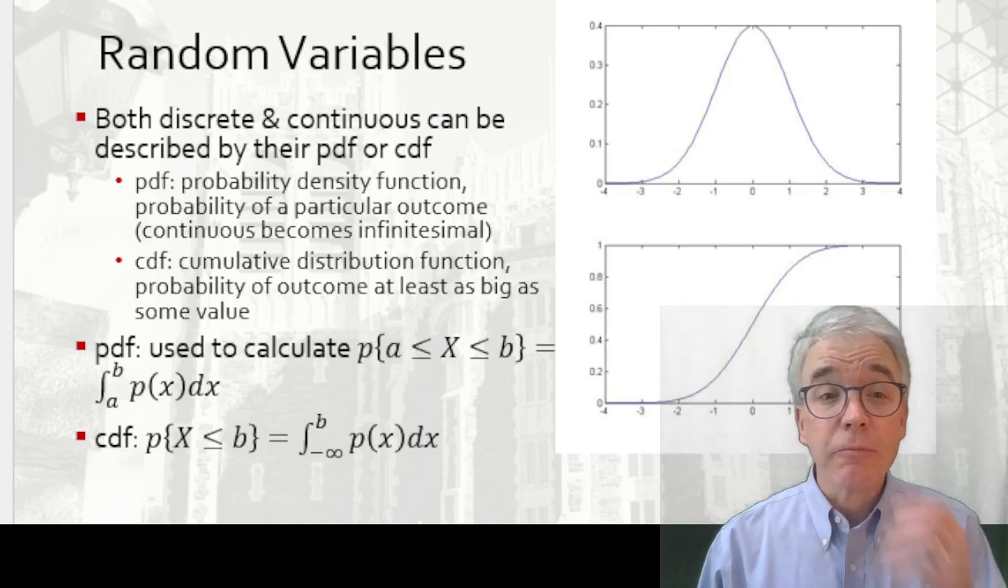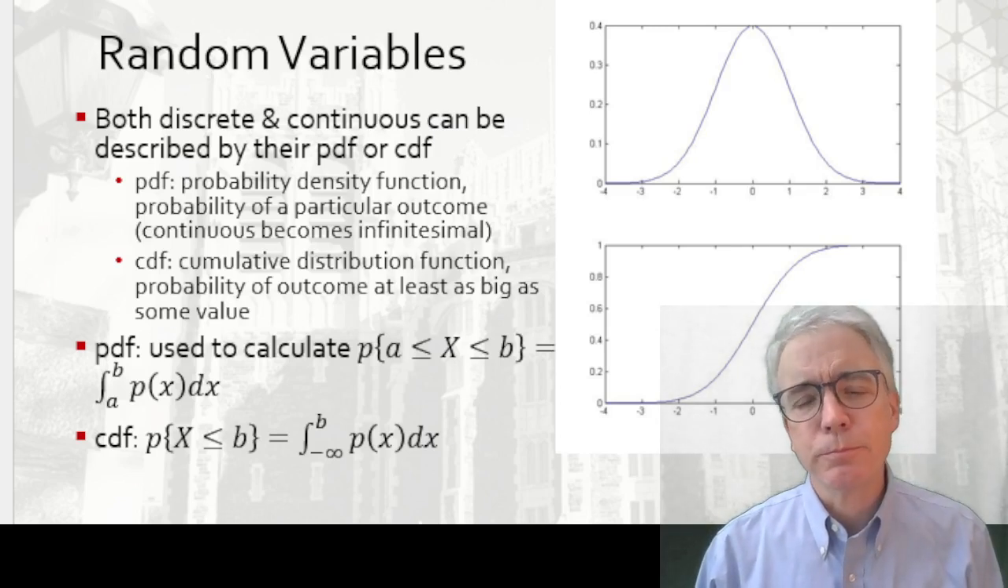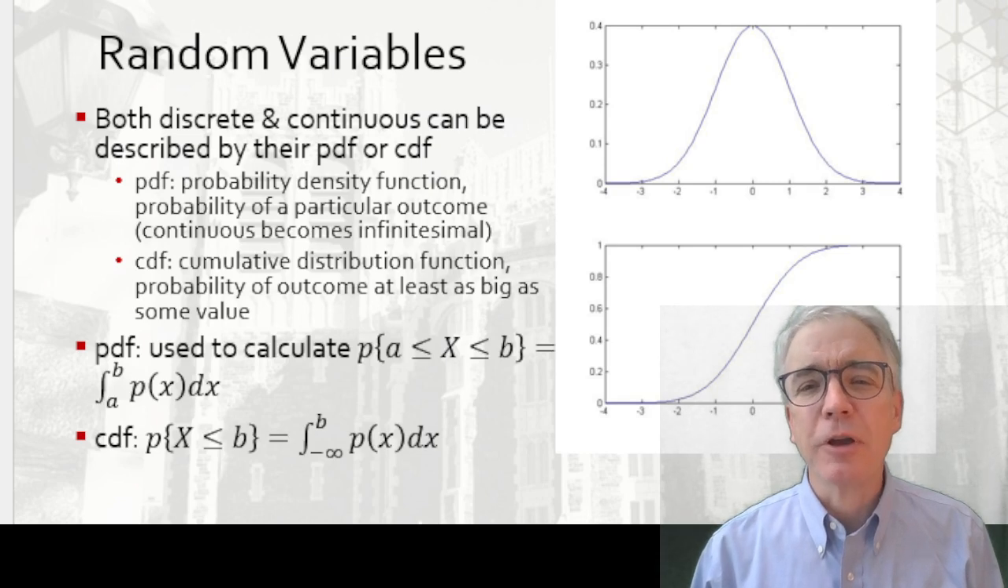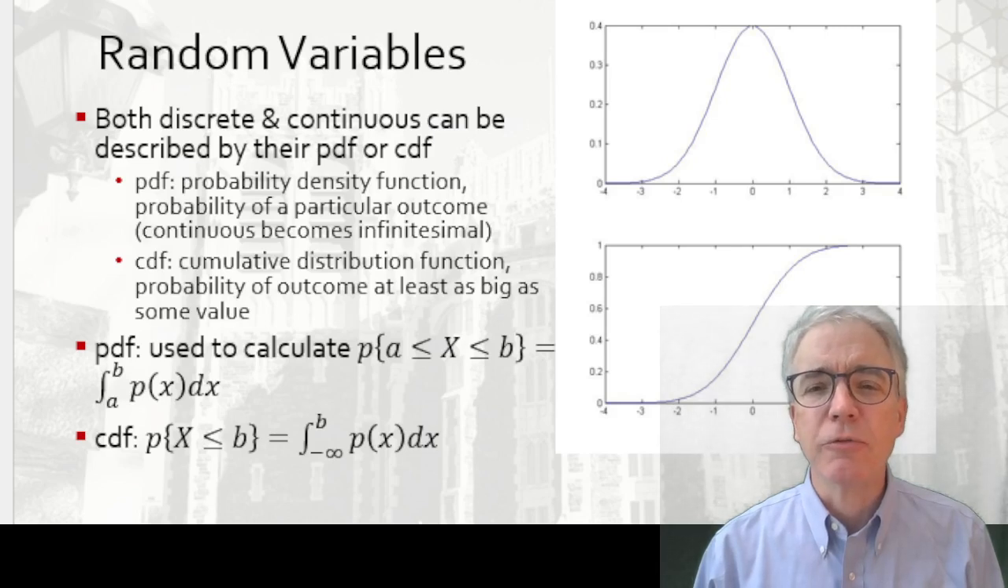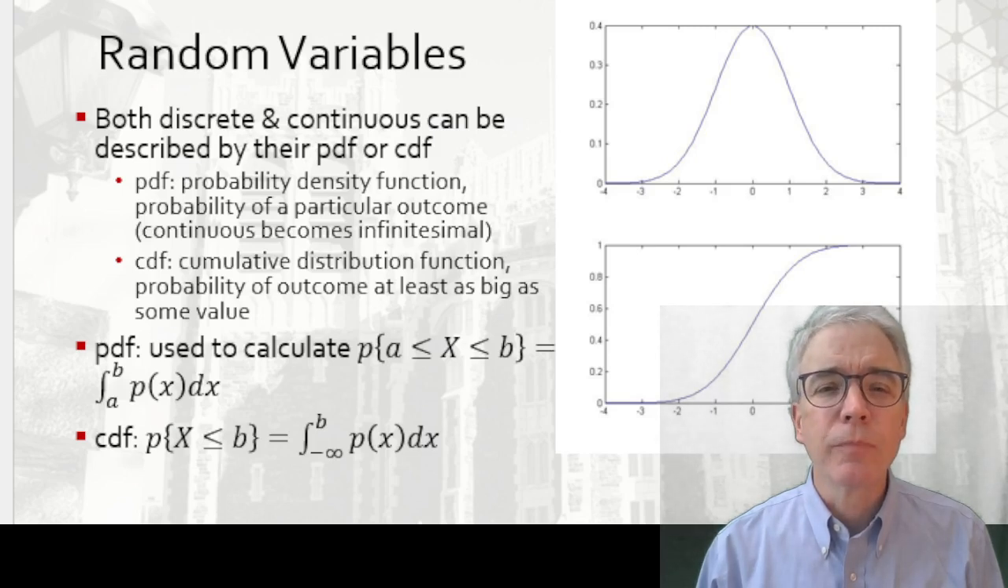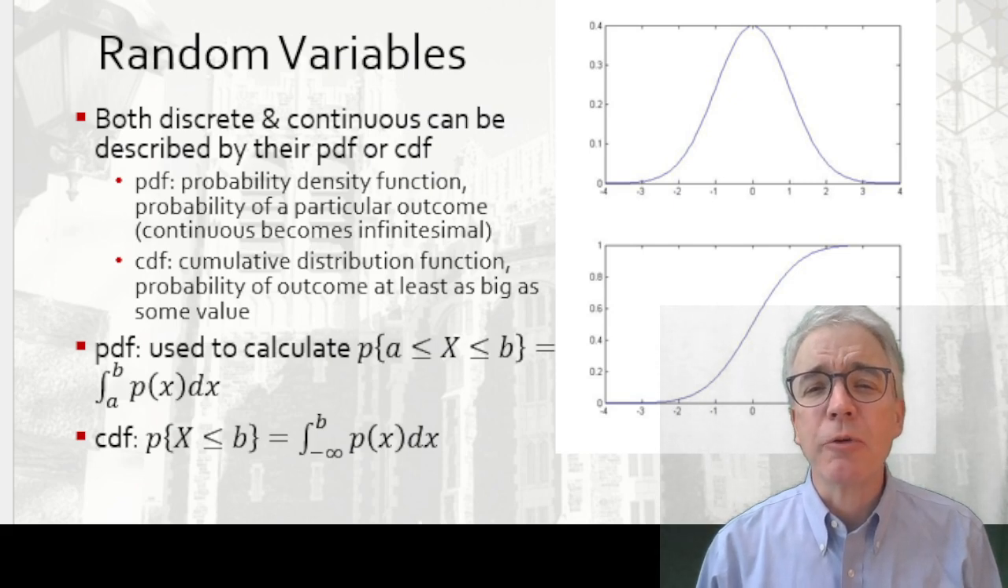For a continuous random variable, the probability of any single outcome is infinitesimally small, so we might look over an interval. The CDF is the cumulative distribution function, the probability of an outcome that is at most as big as some particular value. With a PDF, we calculate something like: what is the probability the random variable x will be between values a and b? In the continuous case, we'd have to integrate, while in the discrete case, we'd just take the sum.